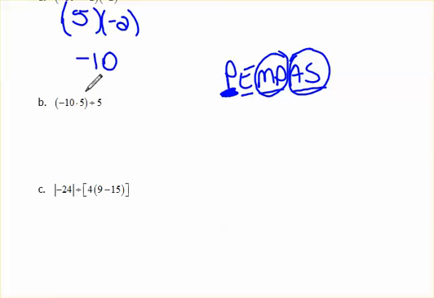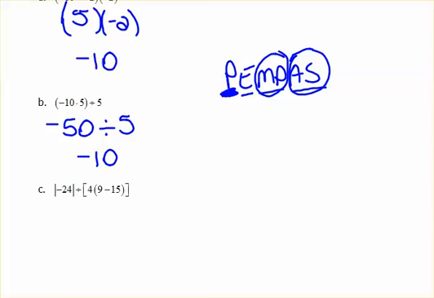So 10 divided by 5, that would be 2, and our signs are different, so our answer would be negative. I'm sorry, 10 divided by 2. I'm not even talking right. This is 10 times 5. So 10 times 5 would be 50. Sorry about that. And then our signs are different, so our answer would be negative. So now we have negative 50 divided by 5. So 50 divided by 5 would be 10, and because the signs are different, the answer would be negative.